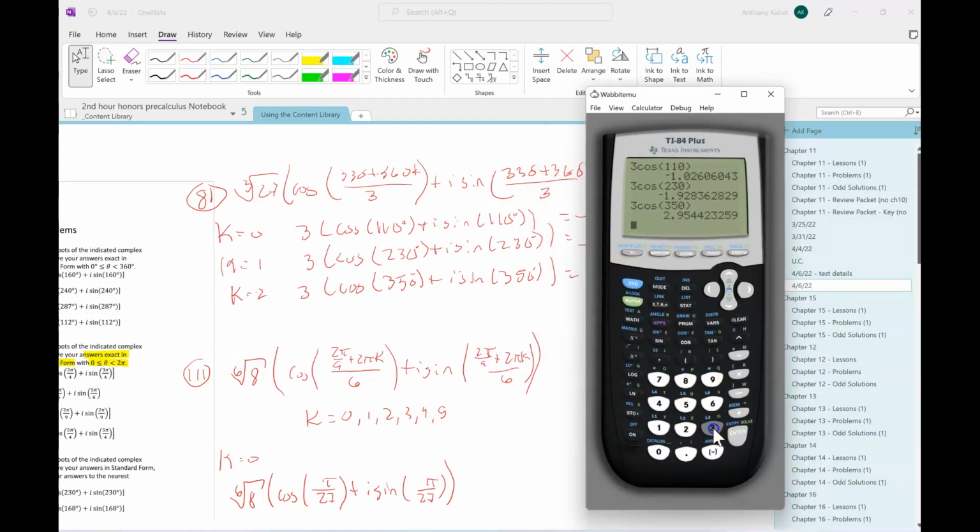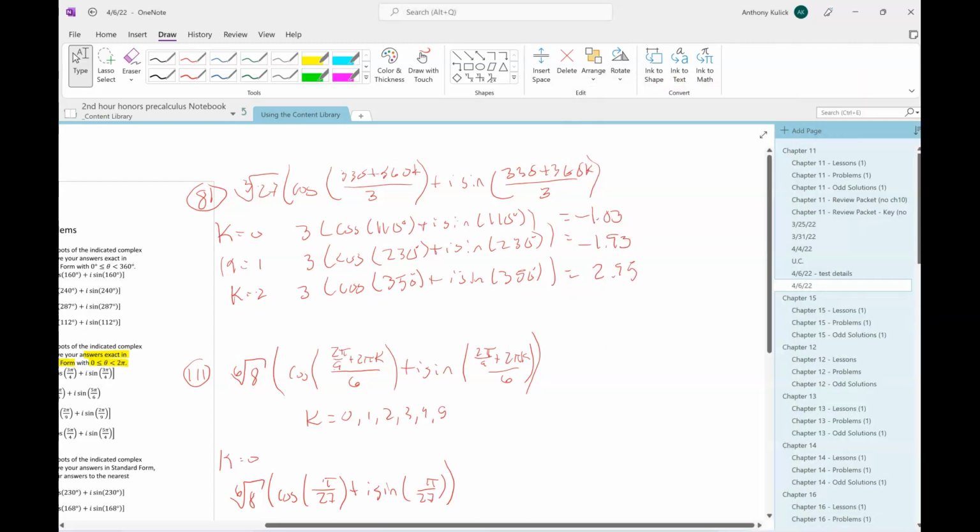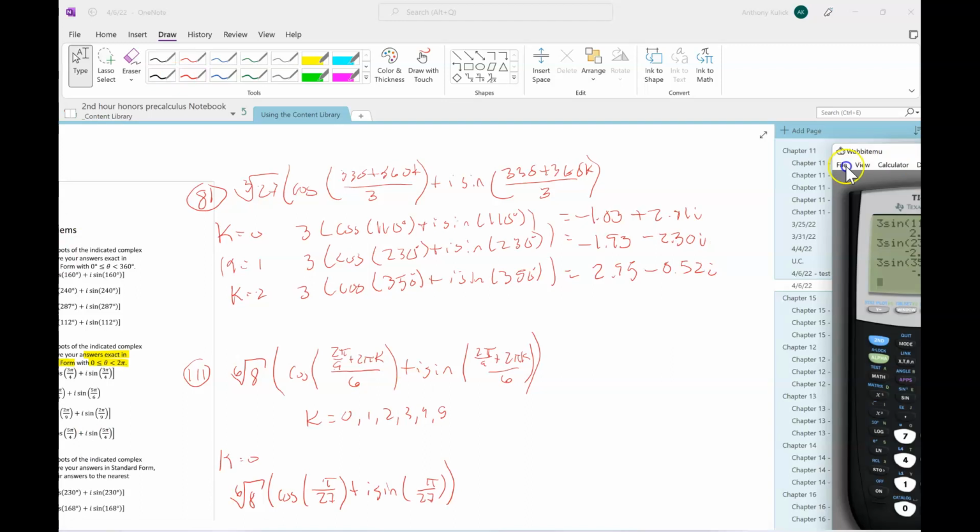And then we'll do 3 sine 110, 3 sine 230, and then 3 sine 350. So that's going to be plus 2.81i, minus 2.30i, minus 0.52i. And I think that'll do her.